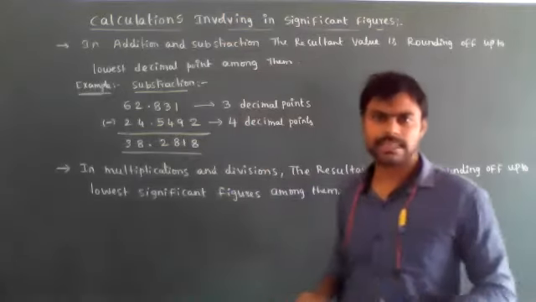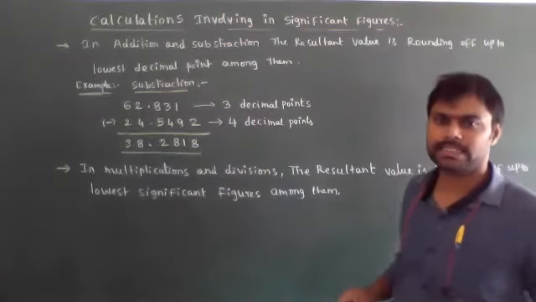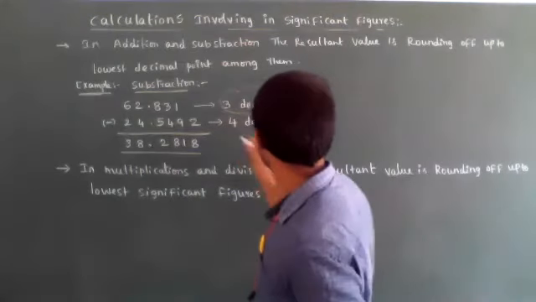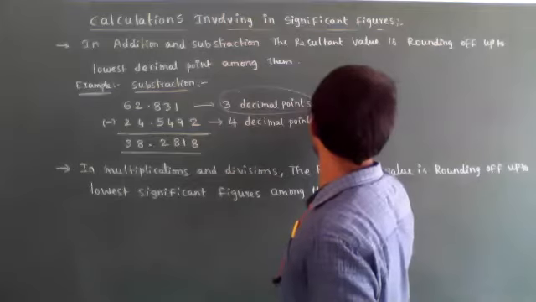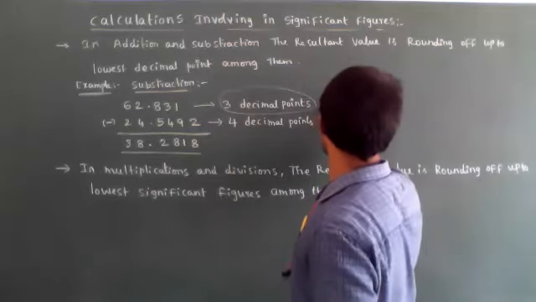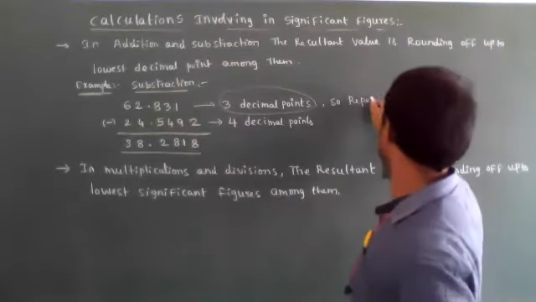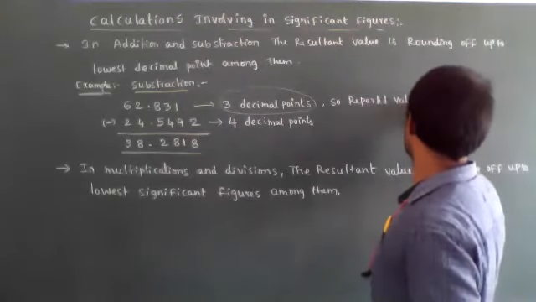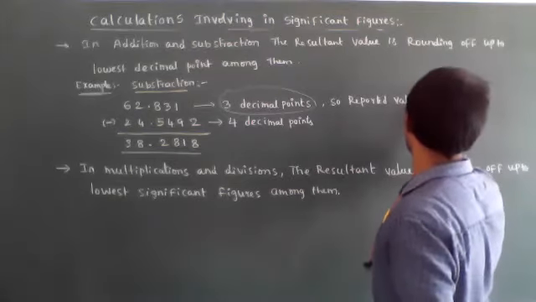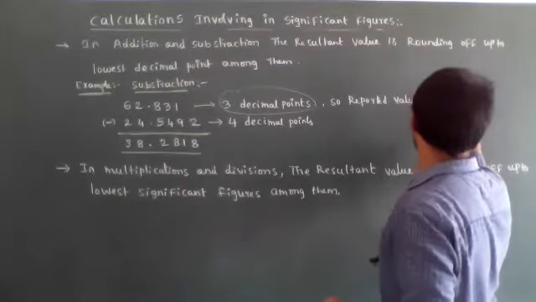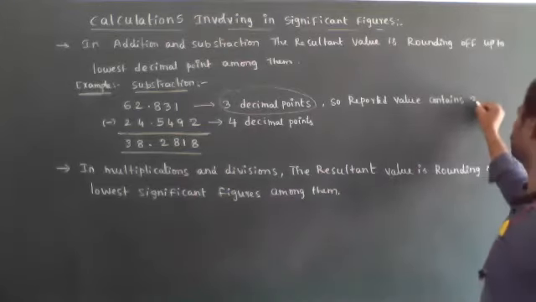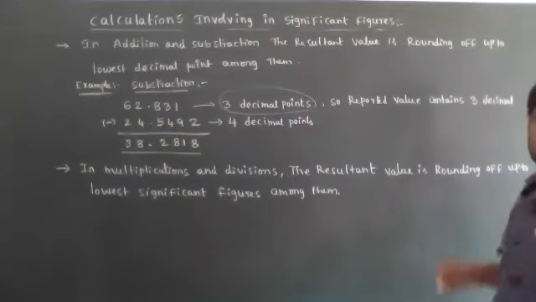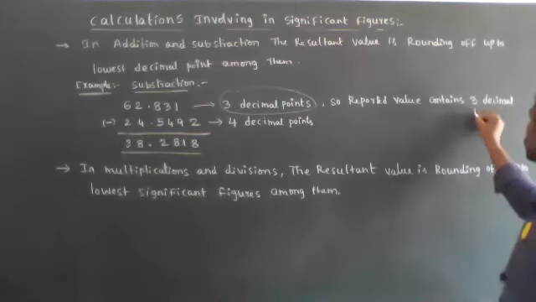So now the resultant final value or reported value contains how many decimal points? This is the lowest decimal point. So the reported value contains 3 decimal points.